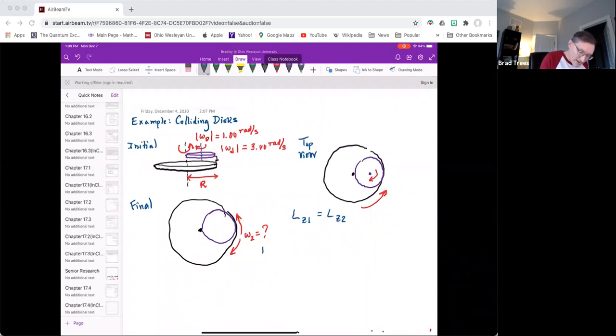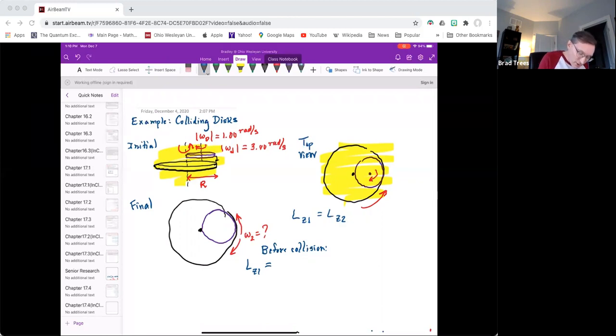So let's come down here now. Let's deal with before the collision first. So that's this picture here, before the collision. And I just have two disks, each rotating about an axis through its center. So the formula we would want to use for LZ1, when you have an extended body rotating about an axis, the formula for the angular momentum is the rotational inertia about that axis, I, times the angular velocity, omega.